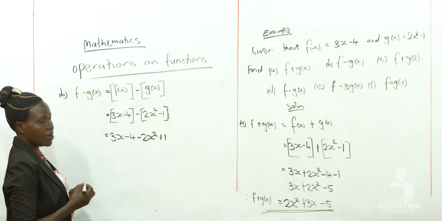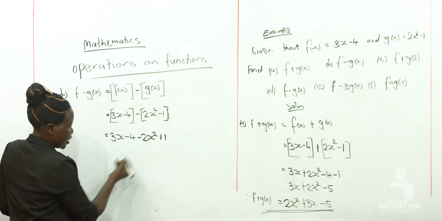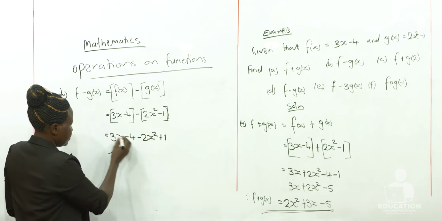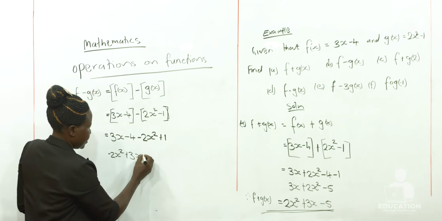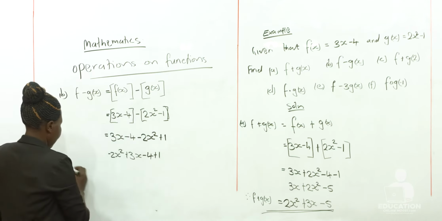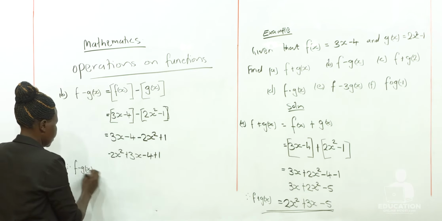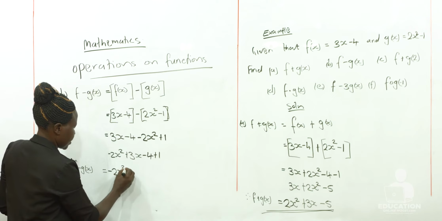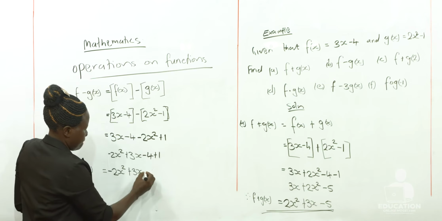Now from here you can arrange them in order. So you will have negative 2x squared, and then we have positive 3x, and then now we have negative 4, and then we have positive 1. So what will happen? You will now simply say f minus g of x will now give me negative 2x squared plus 3x and then minus 3.